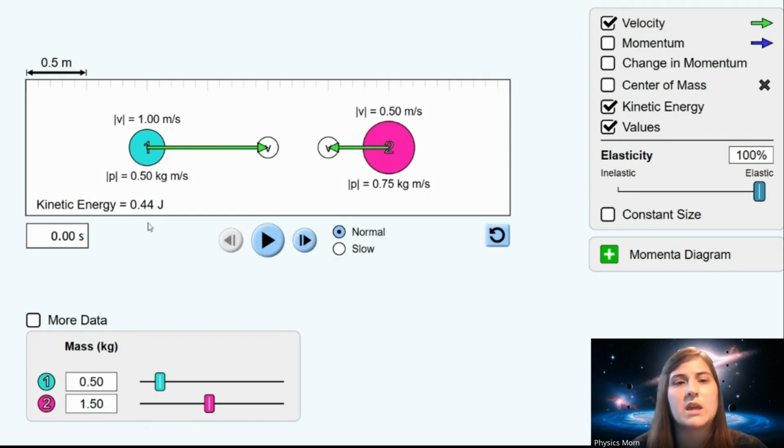And I can play, so in this case the simulator will automatically set up a perfectly elastic collision. We'll notice the elasticity is set to 100%. It calculates the kinetic energy going into the system.